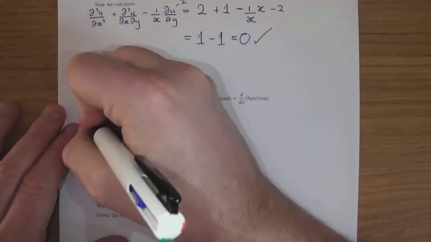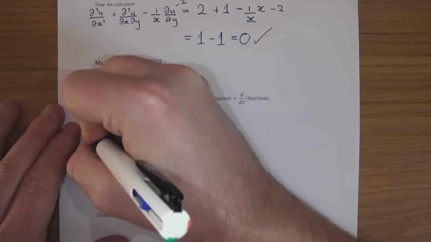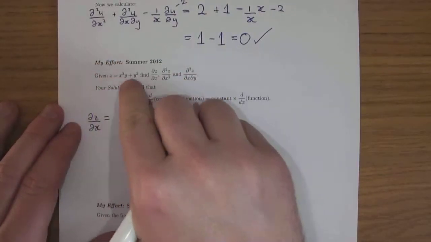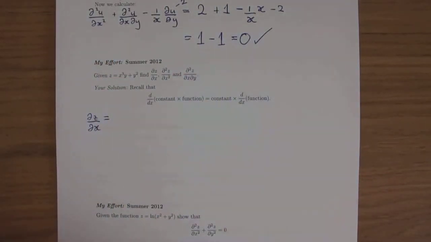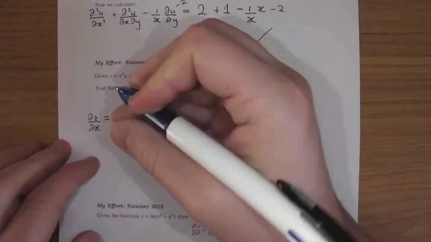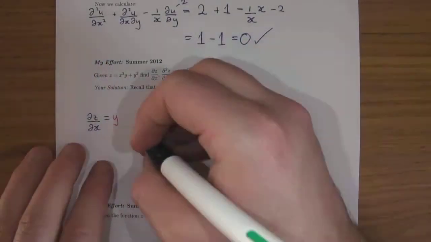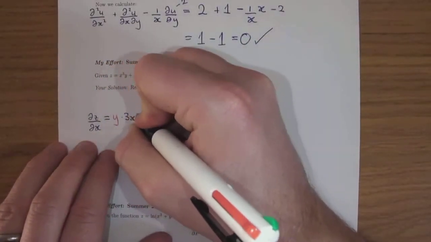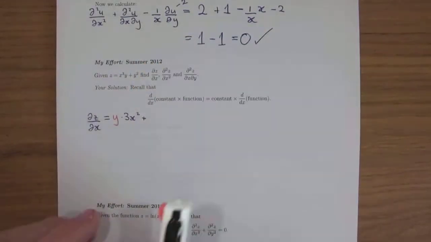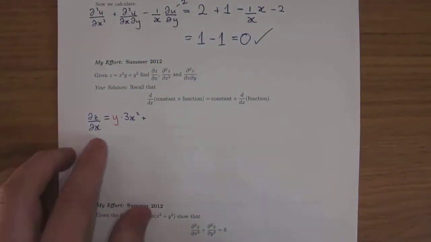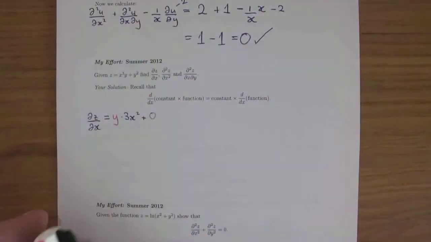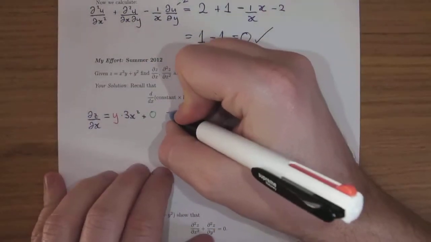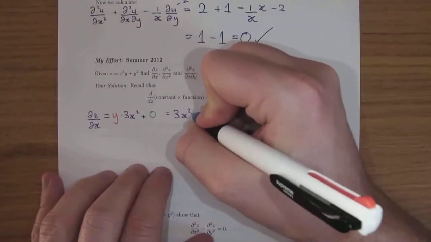So I'm looking at the partial derivative of z with respect to x. I'm going to differentiate this with respect to x and fix the constant y. The derivative of x cubed with respect to x is 3x squared, plus the derivative of y squared with respect to x, which is 0. This is equal to 3x squared y.